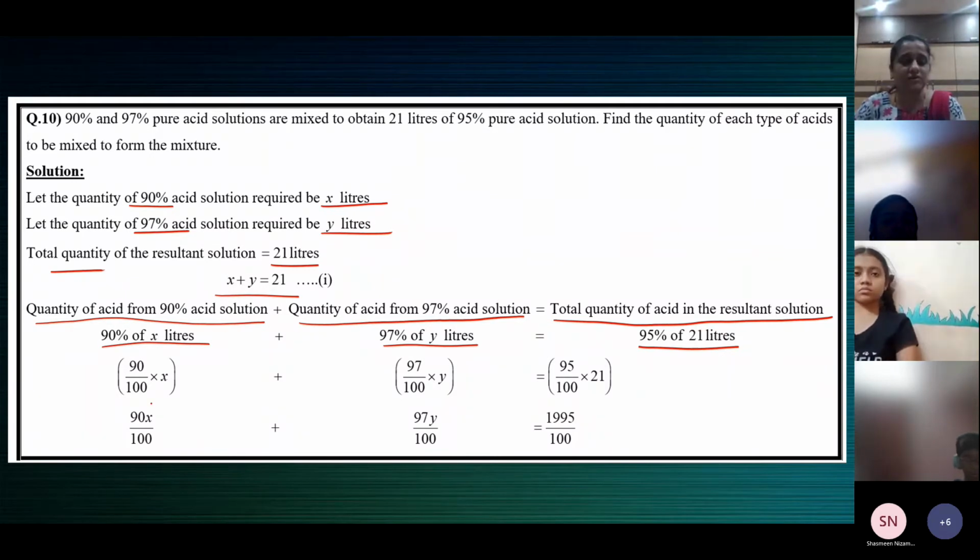90% means 90 by 100, of meaning into X. 97%, 97 by 100, of into Y. 95%, 95 by 100, of into 21 liters.